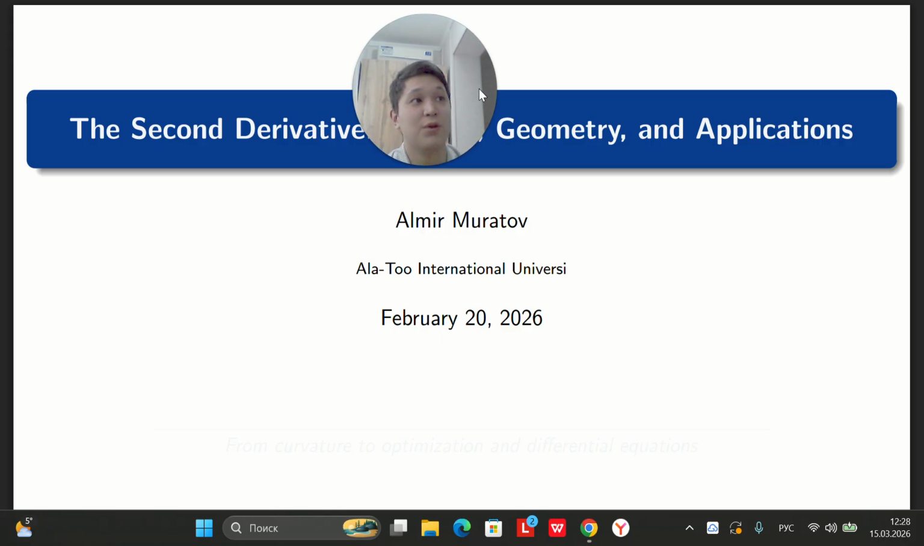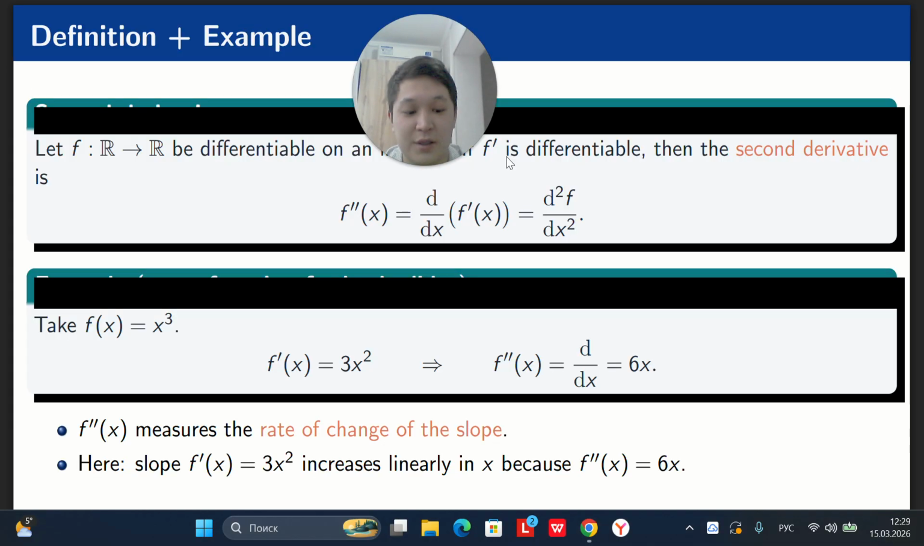And I have also one quick question for you guys. So what does the first derivative represent geometrically? Yes, of course, it's the slope of the tangent.